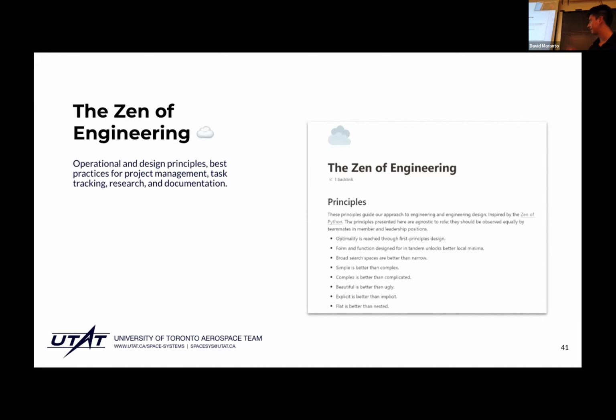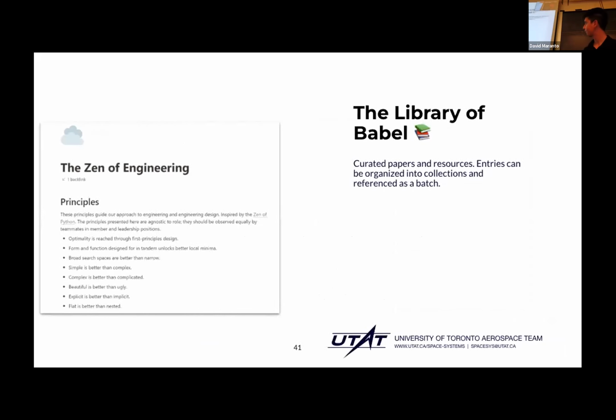Simple is better than complex. Complex is better than complicated. Beautiful is better than ugly. Explicit is better than implicit. And these are more or less based on the Zen of Python, which maybe Python gurus might have come across in the past. So that's that. That's the Zen of Engineering.